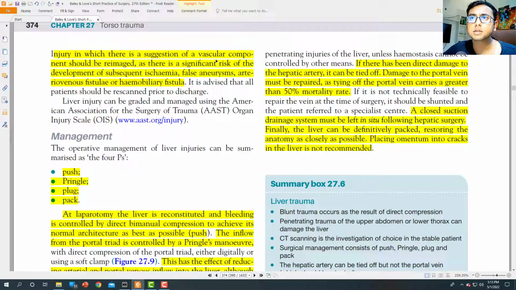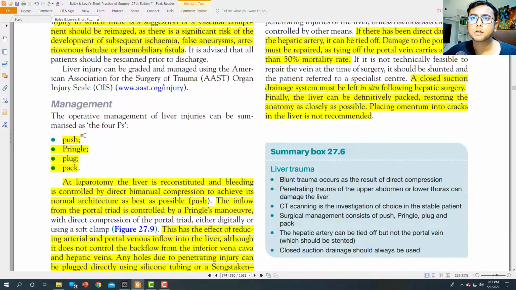Injury: if there is a suggestion of vascular components, the liver should be re-imaged, as there is significant risk for development of ischemia, false aneurysm, and arteriovenous fistula or hemobiliary fistula. So these are the complications after liver trauma.